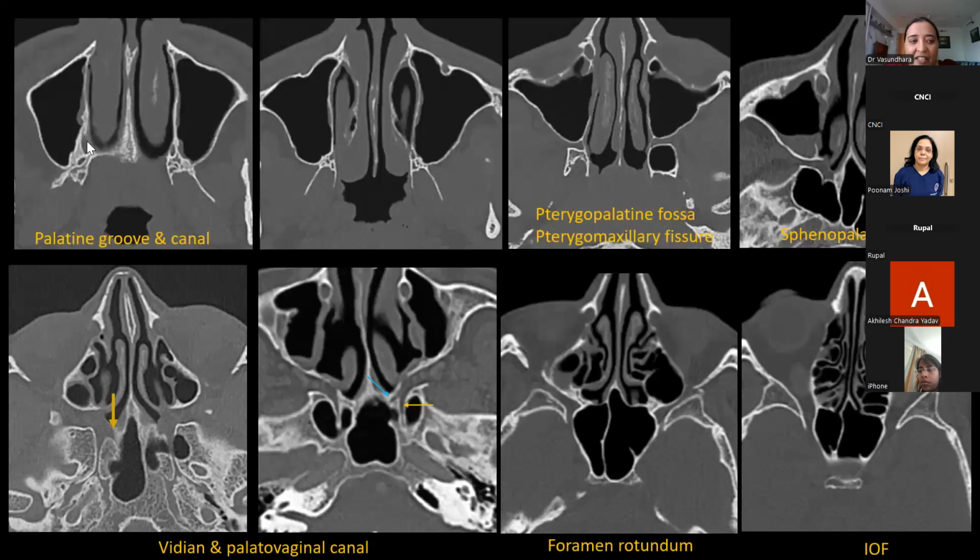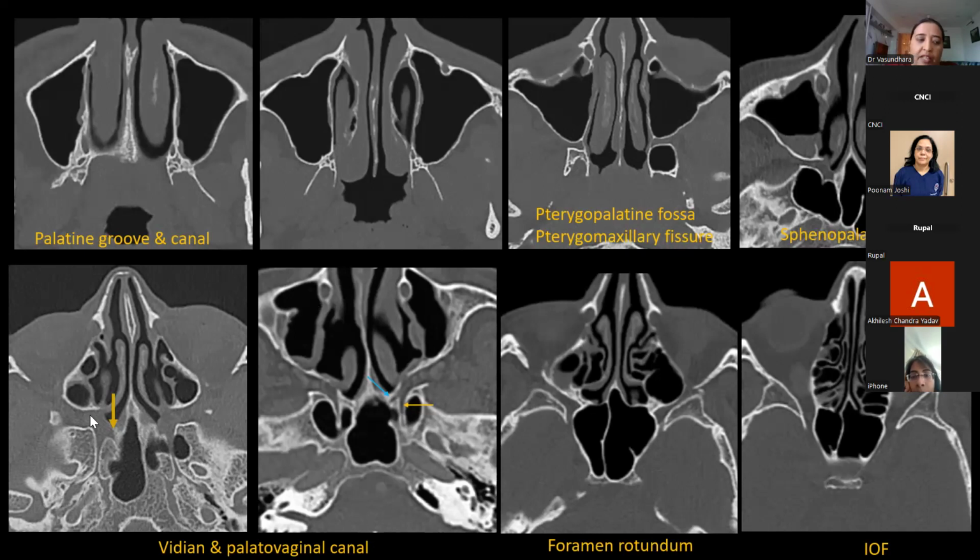So just the eggshell anatomy. This was the hard palate. Coming over here, the palatine canal. Keep tracing your palatine canal, the greater and the lesser. The pointer will itself enter into the pterygopalatine fossa. Keep traveling up. The pterygopalatine fossa will open medially into the nasal cavity. Laterally will be the pterygomaxillary fissure.